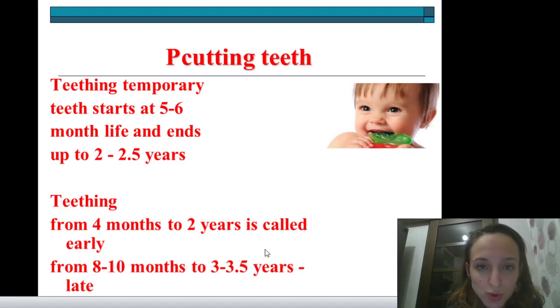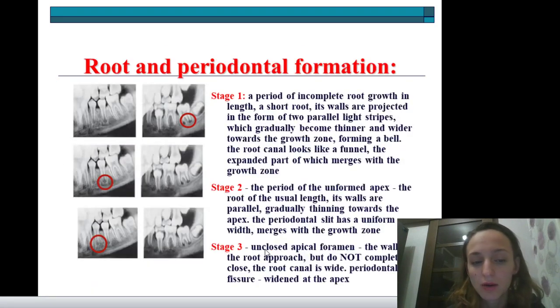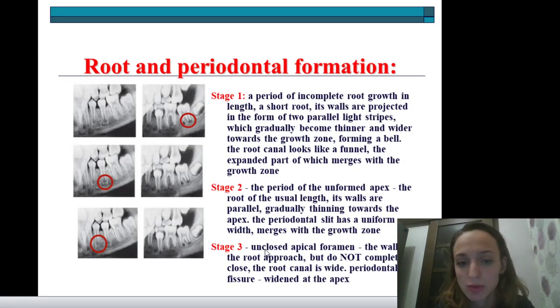Exfoliation begins from 2 to 3 years, after the deciduous root is completely formed. At this time, the root begins to resorb at its apical part, and resorption continues in the direction of the crown until the entire tooth is resorbed and the tooth is finally exfoliated. Very necessary information about root and periodontal formation, about different stages. Please write this in your synopsis.